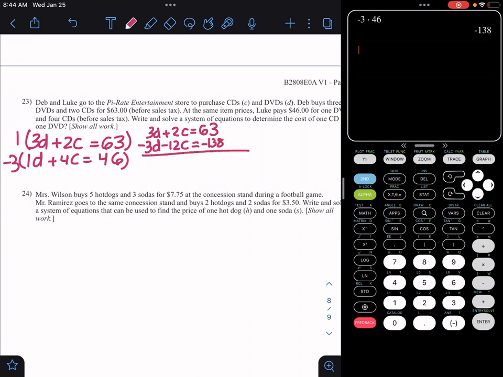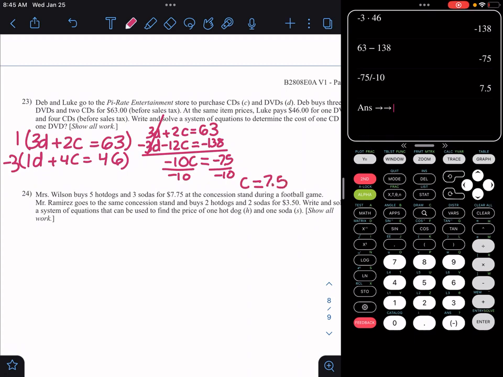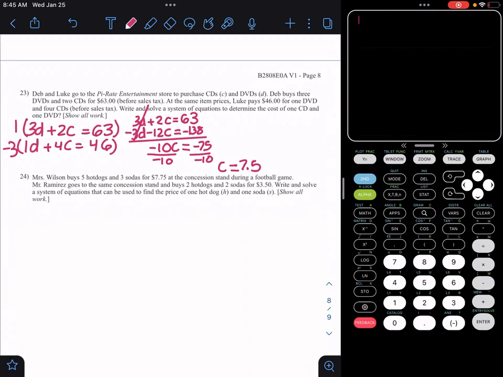And let's solve. 3D minus 3D is 0. 2 minus 12 is negative 10C. And 63 minus 138 is negative 75. Now, divide by negative 10, divide by negative 10. We get C equals negative 75 divided by negative 10. We get 7.5.